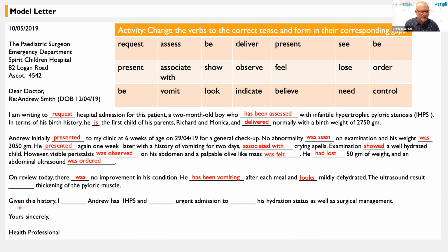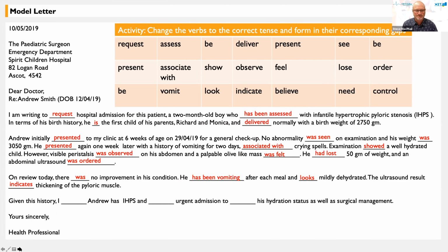The ultrasound result. So now we're going to use active. The ultrasound result, I'm going to use indicates because it's still current, and the reason I'll use present tense here is that thickening is probably not going to go away. It's going to continue. So it indicates, that's why we use present tense, because it's unlikely to change. Given this history, I'm going to use mainly present tense now, everyone.